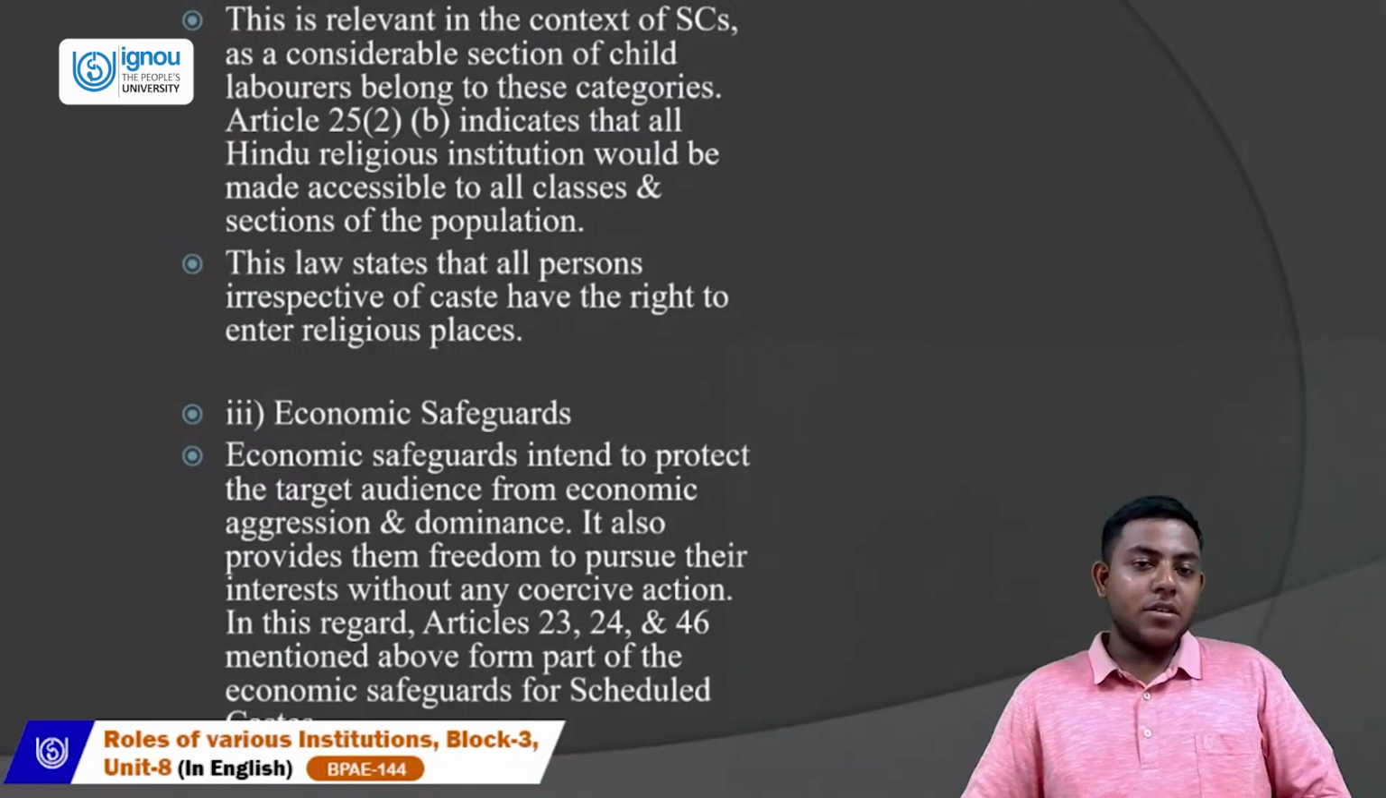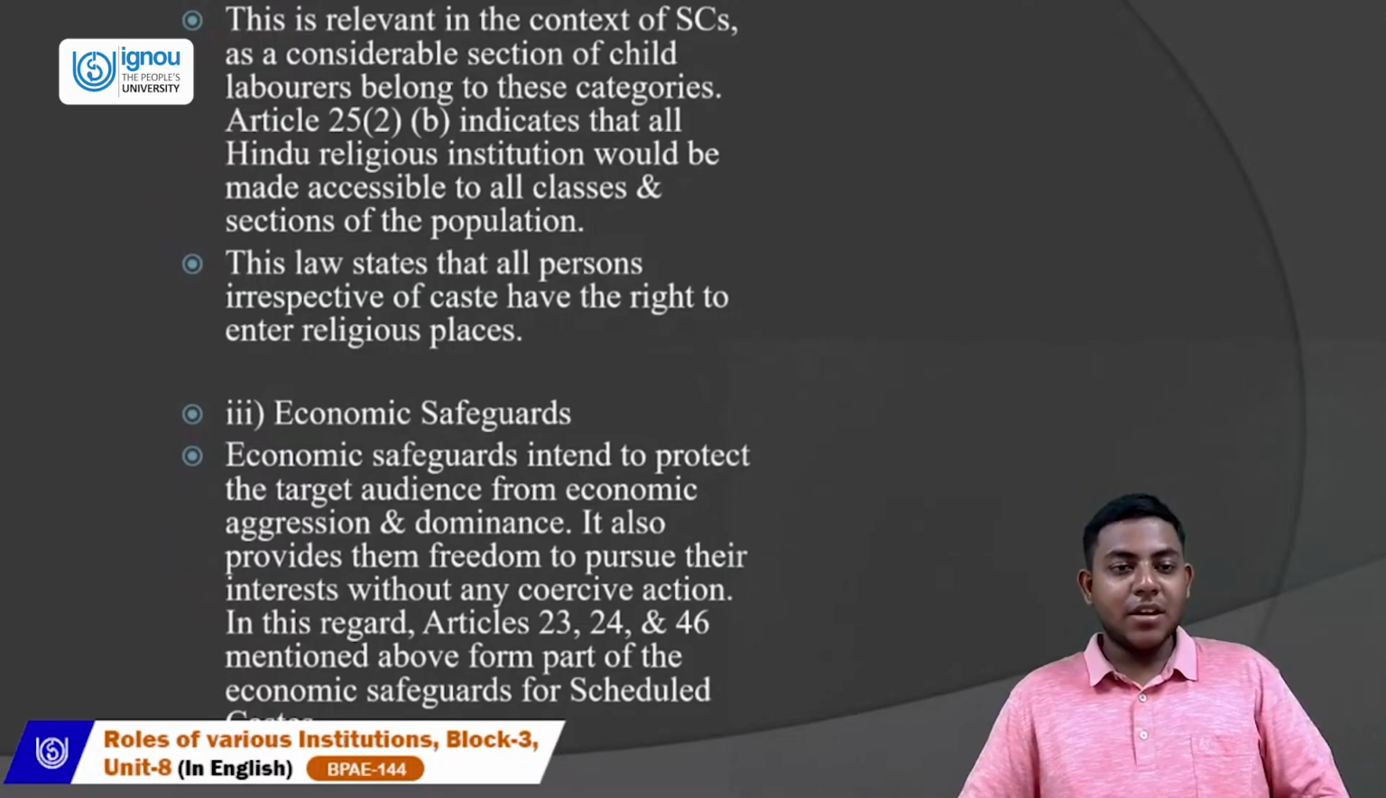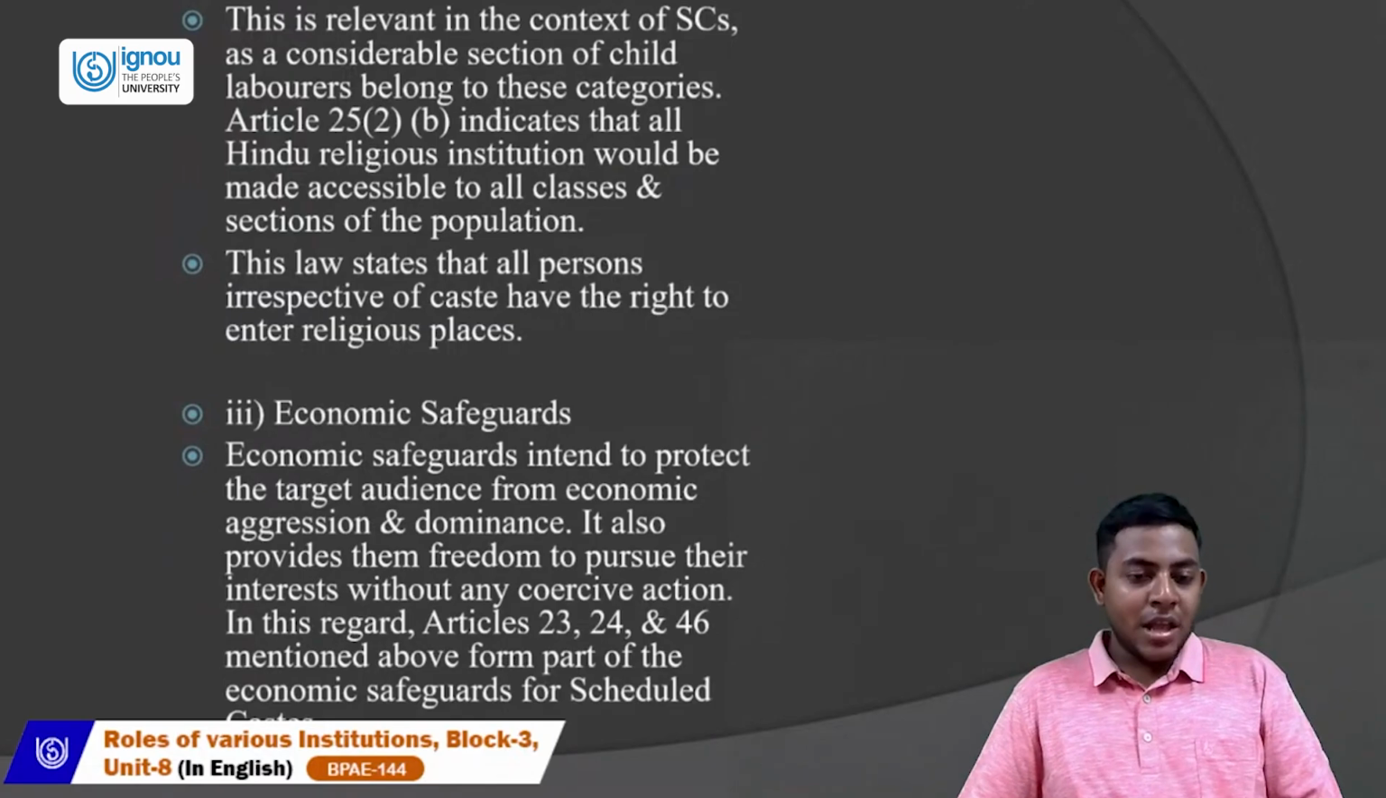Article 25, clause 2, subclause B indicates that all Hindu religious institutions would be made accessible to all classes and sections of the population. This law states that all persons, irrespective of caste, have the right to enter religious places.